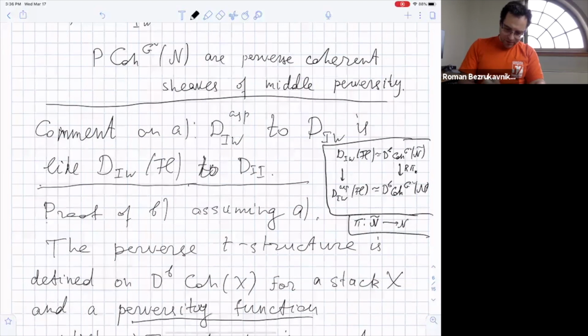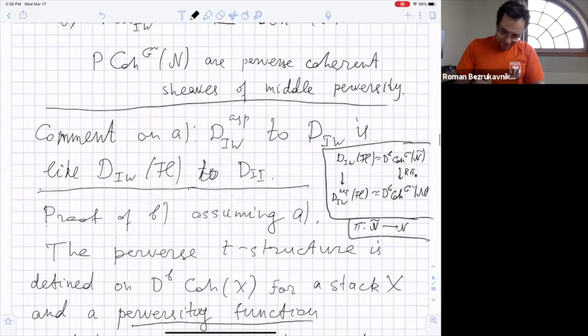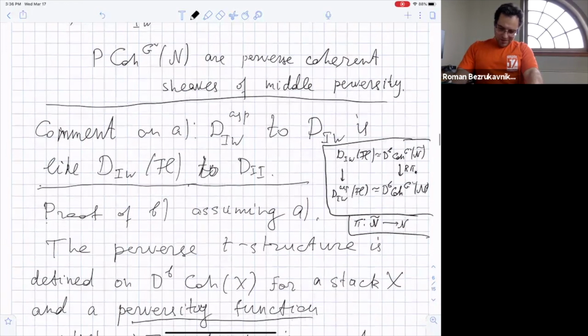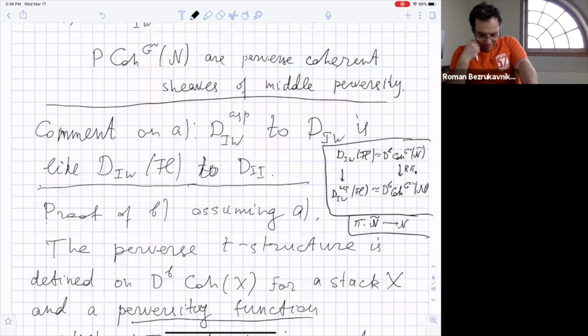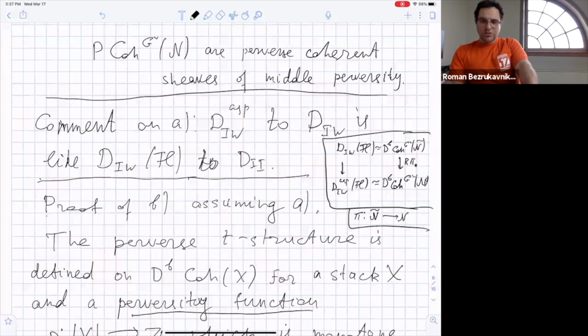Okay, so I want to explain a little bit about the proof of B assuming A, but before saying what the proof is, I just need to say what the meaning of the statement is. It turns out, and this is something I found out when I was a postdoc here, at the end of my stay, and maybe it's not very surprising, although I wasn't taught it when I was taught about perverse sheaves, that the perversity structure can be defined on the derived category of coherent sheaves, where the theory works somewhat in parallel to the constructible theory, but there are several differences.